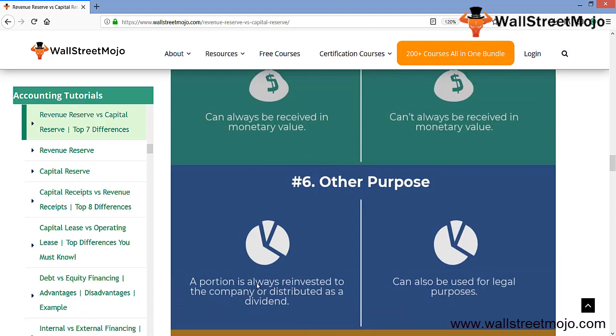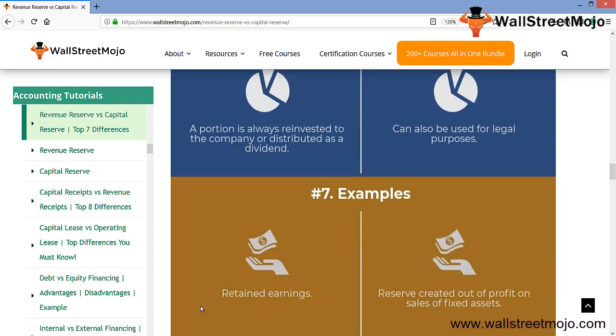What are the other purposes? In case of the revenue reserve, a portion is always reinvested. That is what we discussed, assuming that the company may be retaining 50% of their profits or distributing them as a dividend, 50%-50%, as in our example. And in case of capital reserve, it can be used only for the legal purpose or the specific purpose for which the capital reserve has been designed. An example is retained earnings. We know that now very well, right?